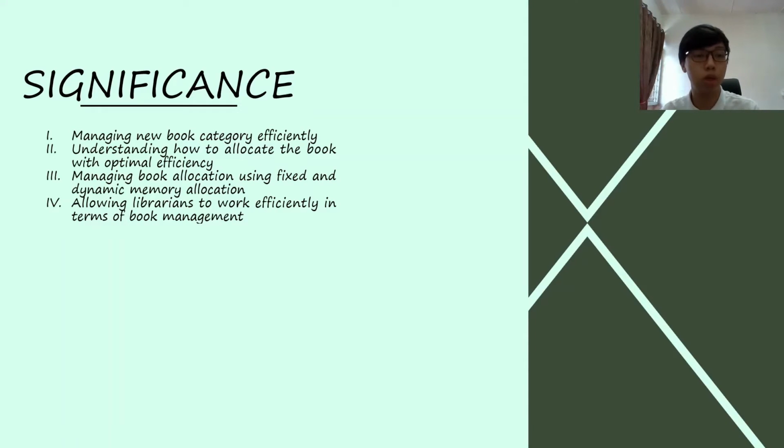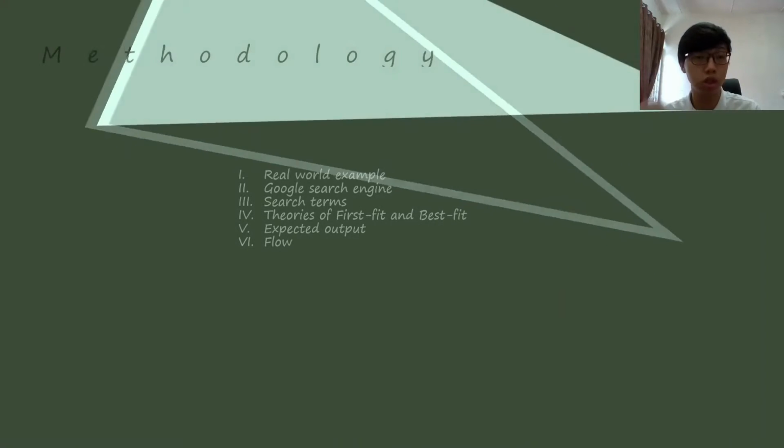Our project will allow the librarian to manage new book categories efficiently, as well as provide an understanding of how to allocate books with optimal efficiency. It will also be able to manage book allocation using fixed and dynamic memory allocation, as well as allowing librarians to work efficiently in terms of book management. So next will be the methodology.